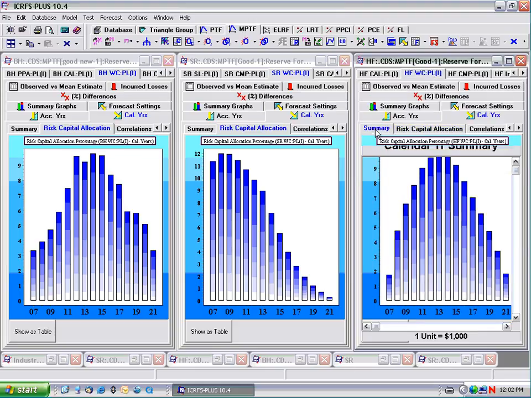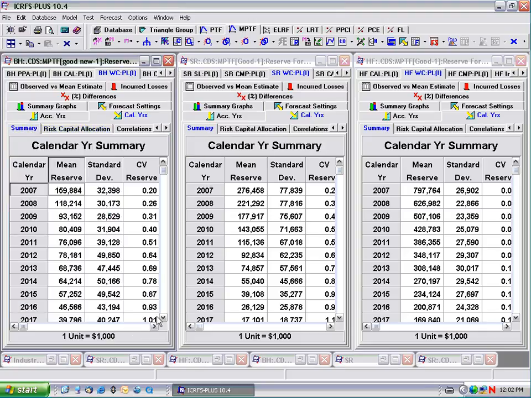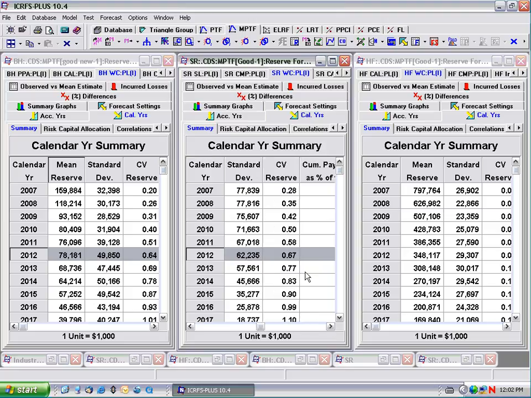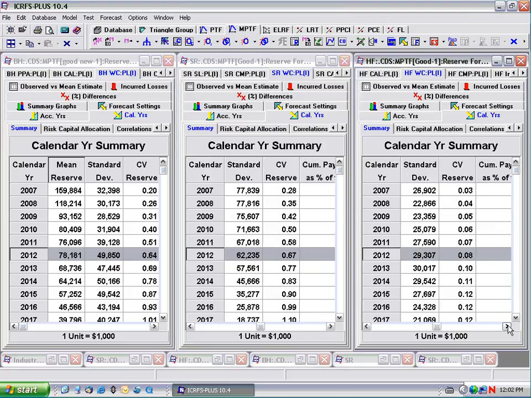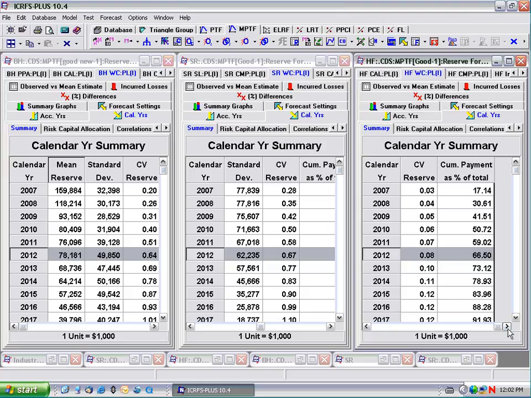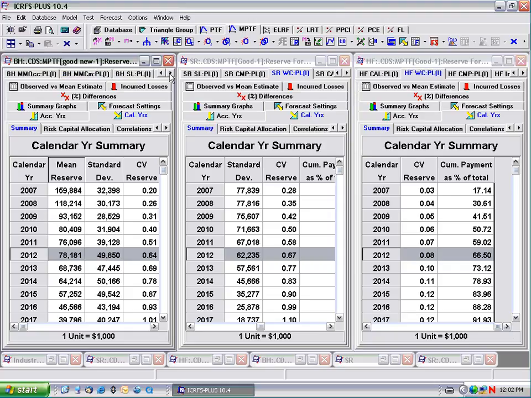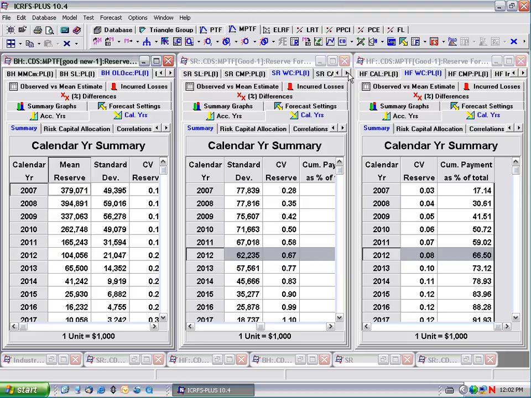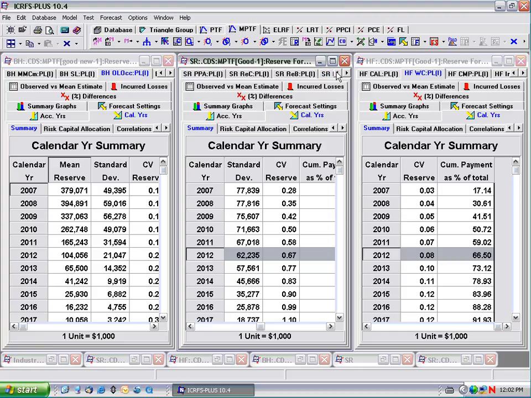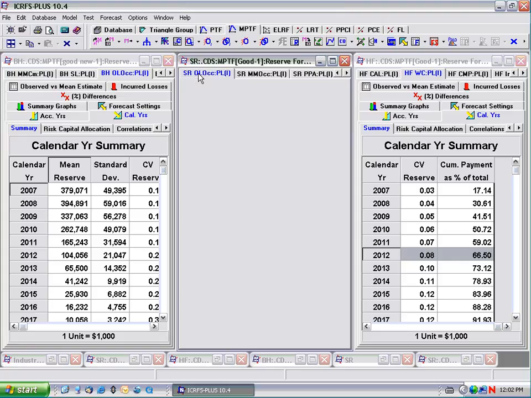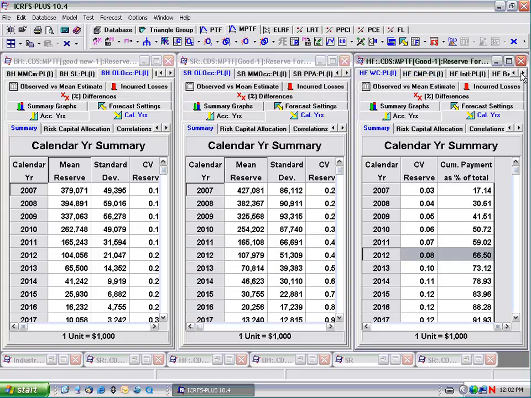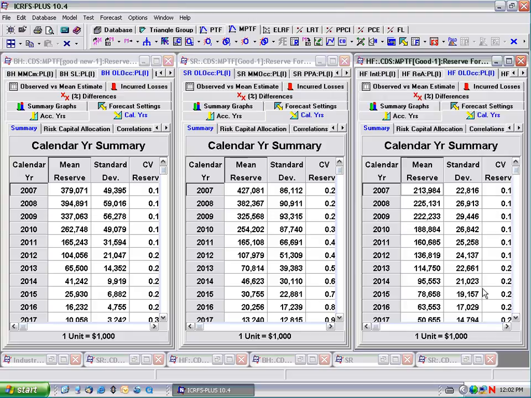If you look at the summary by calendar year, just for workers' comp, you can see that by 2012, 64%, 2012, 67%, 2012, 66%. Okay, actually, in terms of workers' comp, they're very similar. If you look at OLOC, is that here? OLWC. And here, do we have OL? Okay, let's look at that one.